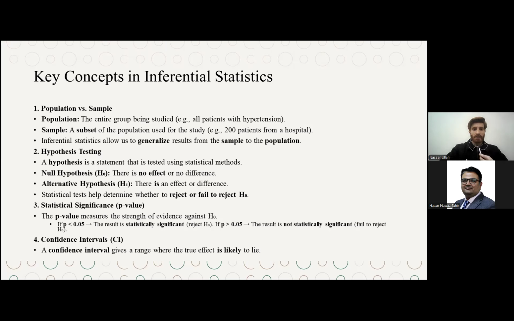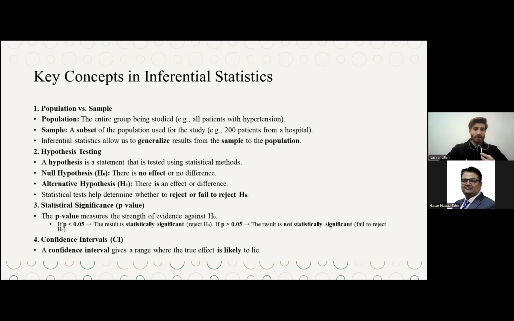Alternative hypothesis: there is an effect or difference between the factors and disease. Statistical tests help determine whether to reject or fail to reject the null hypothesis. And the third one is statistical significance.